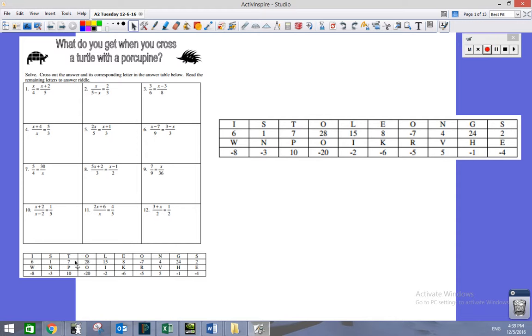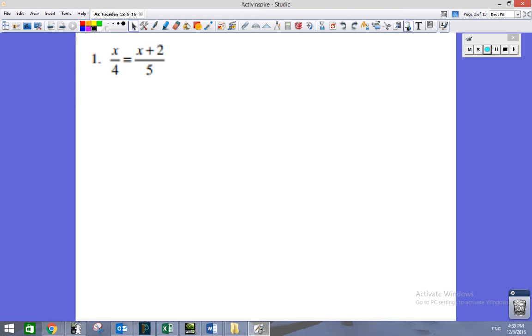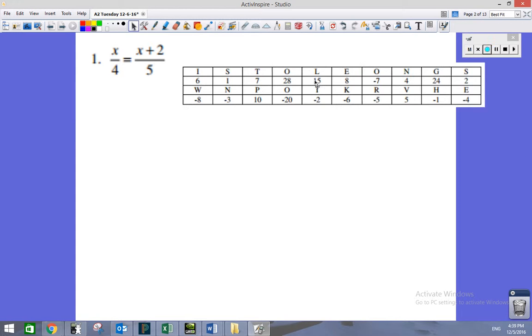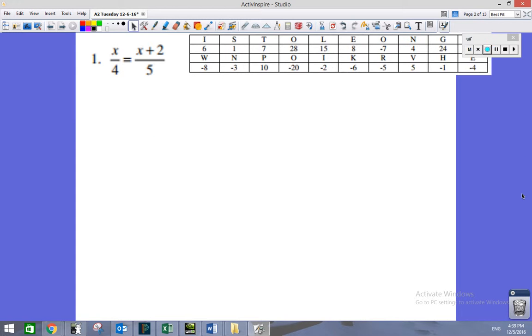That table was so small that I copied and pasted it a little bit bigger right here, and I'm going to bring this along with me to each problem as I do them, and we'll cross them out as we go. So let's take a look at problem number 1.